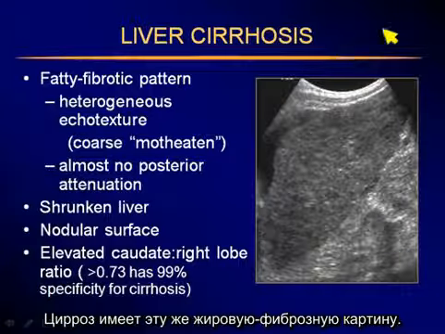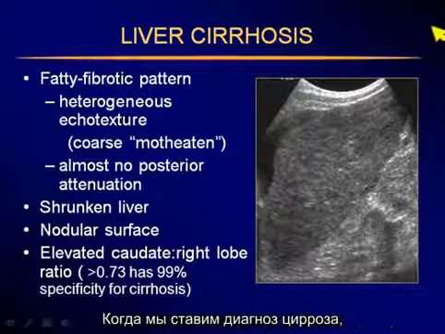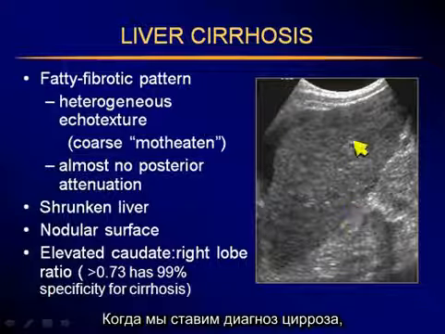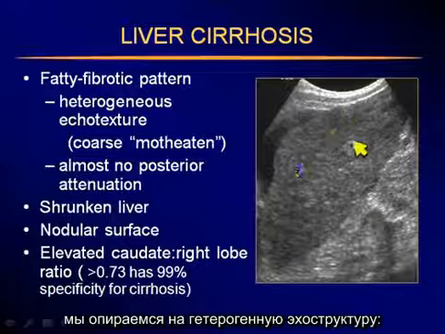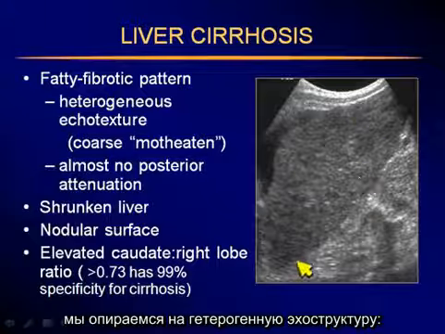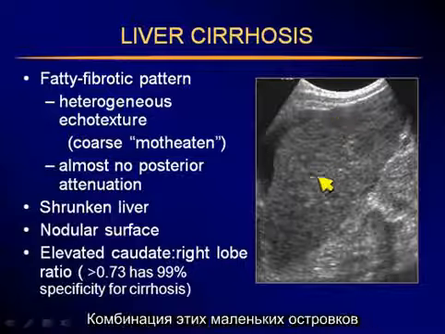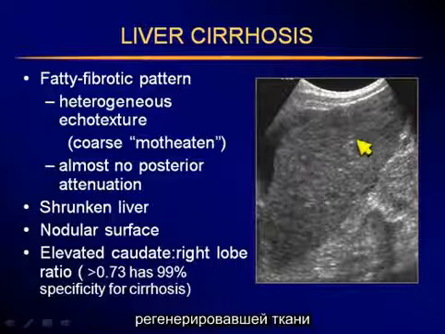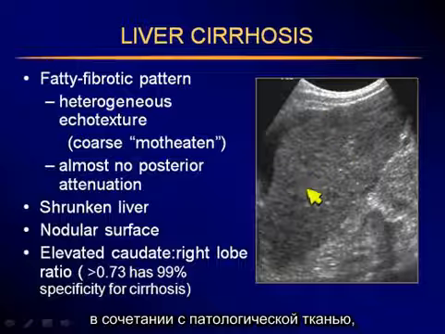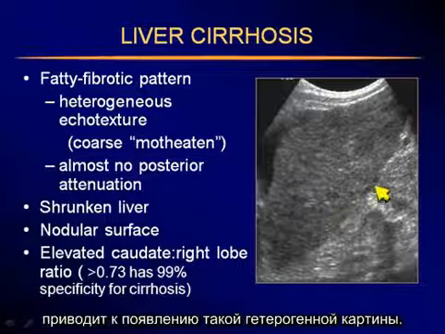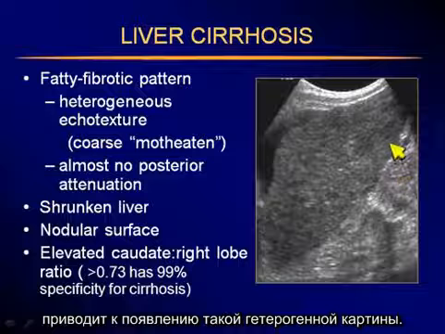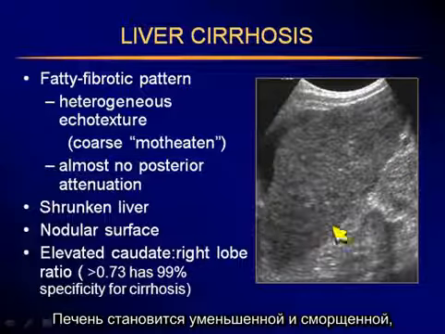Cirrhosis has this fatty fibrotic pattern. Now, when we make a diagnosis of cirrhosis, we look for heterogeneous echotexture, so coarse sometimes that it looks moth-eaten, and it's from these little islands of regenerated tissue mixed with diseased tissue that causes this heterogeneous pattern. The livers tend to be small and shrunken.